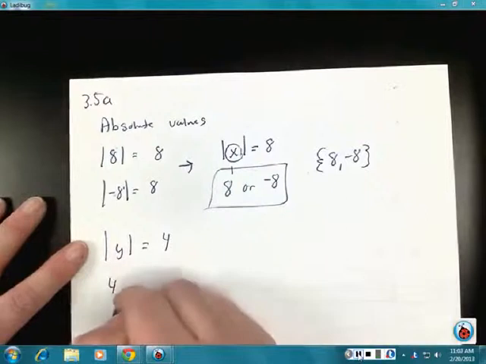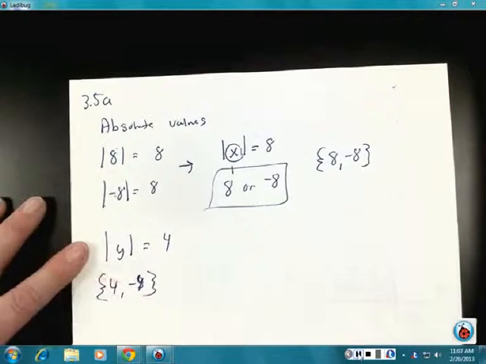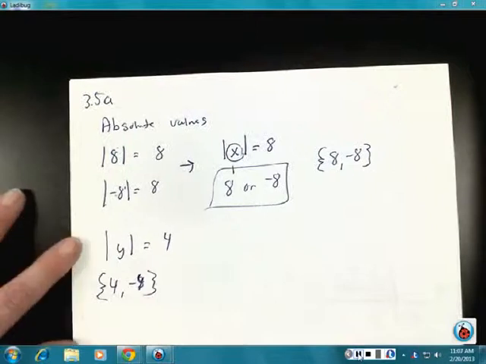4 and, whoops, a negative 4 could be my solution to that. We okay with that part?